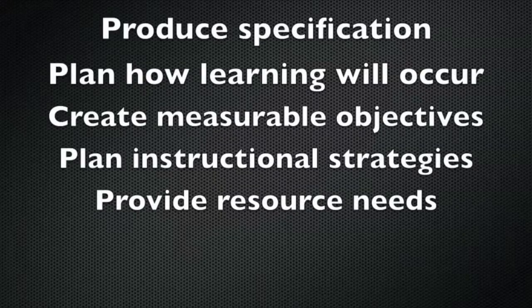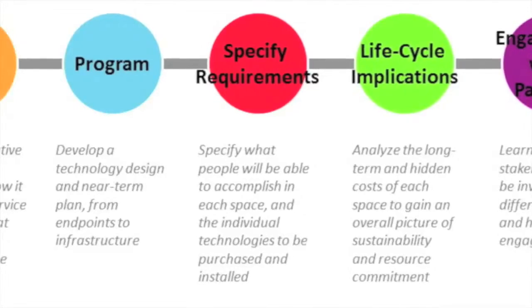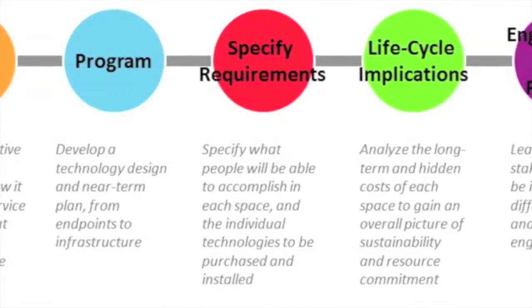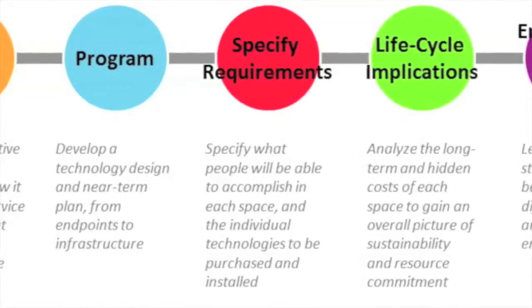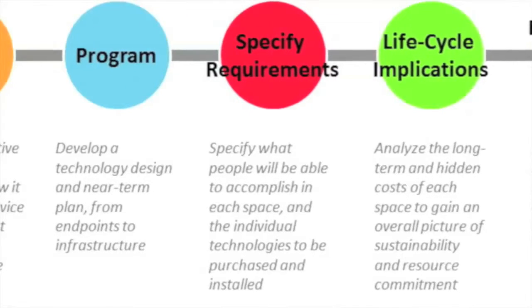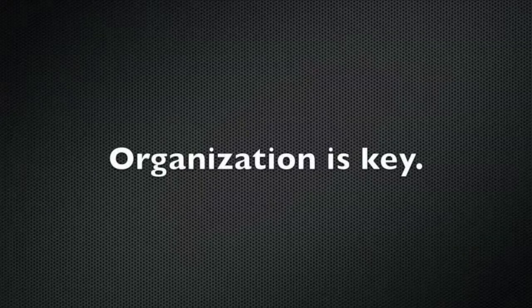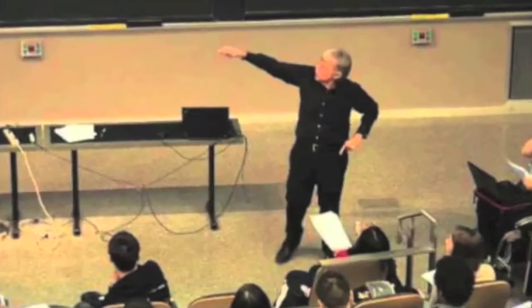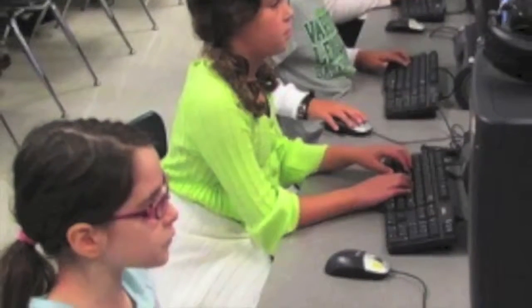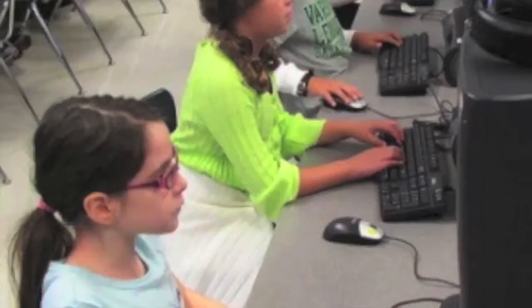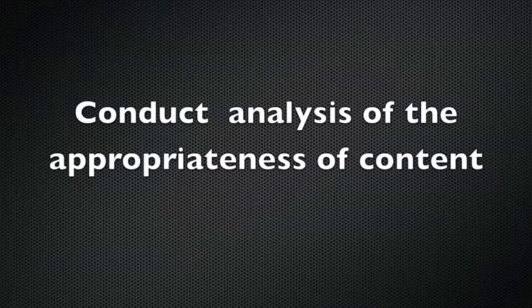All right, let's talk to you tonight about the domain of design and what that entails. Design can be defined as purpose, planning, or intention that exists or is thought to exist behind an action, fact, or material object. An important part of the process of design is producing a specification, and that will lead to how you're going to plan out how your students will learn. This will also entail creating measurable objectives, planning instructional strategies, and providing the proper resource needs for the classroom.